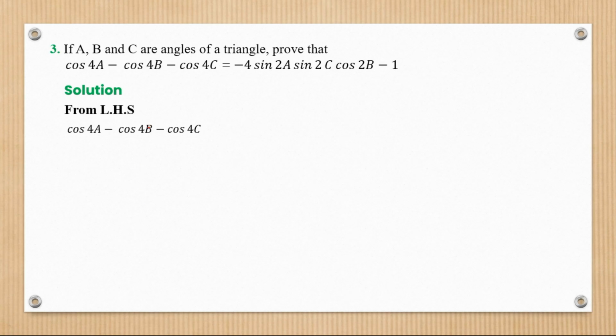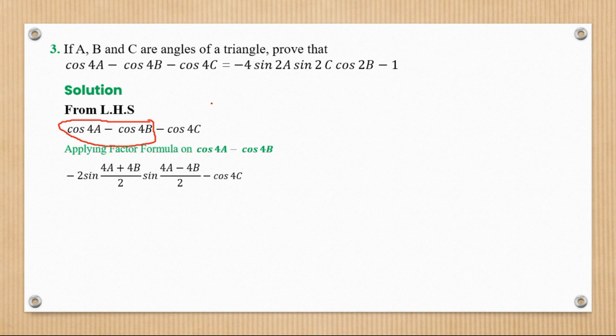So we're going to apply the factor formula to this side. Applying the factor formula, we end up with negative 2 sin (4A plus 4B)/2 sin (4A minus 4B)/2 minus cos 4C. Now as you can see, this will reduce to that, so we end up with this value. Now let's deal with this side.